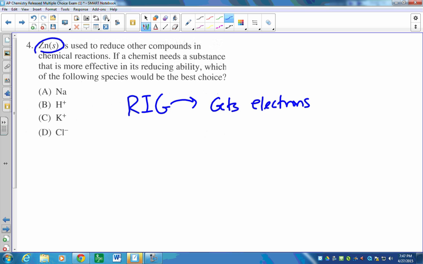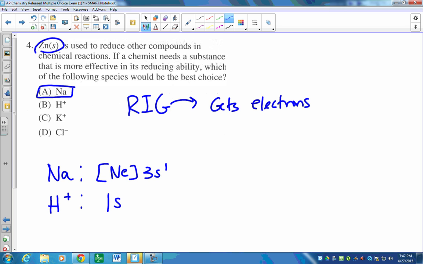Now, guys, this is an electron configuration argument. Sodium has an electron configuration of neon 3s1. And H plus has, now that's what you do. Hydrogen is 1s1. Plus 1 means it gives its only electron away. A hydrogen ion is a bare proton. By the way, that's why acids are so incredibly dangerous.